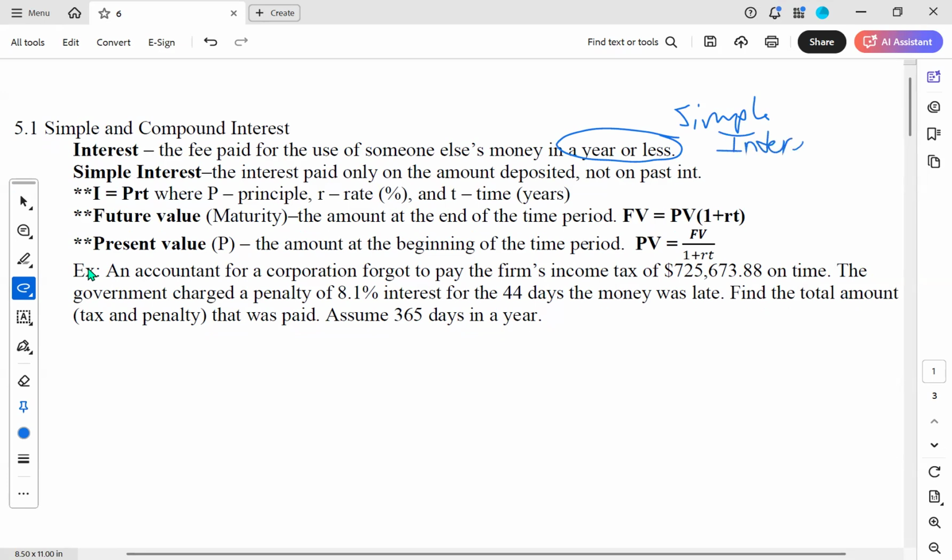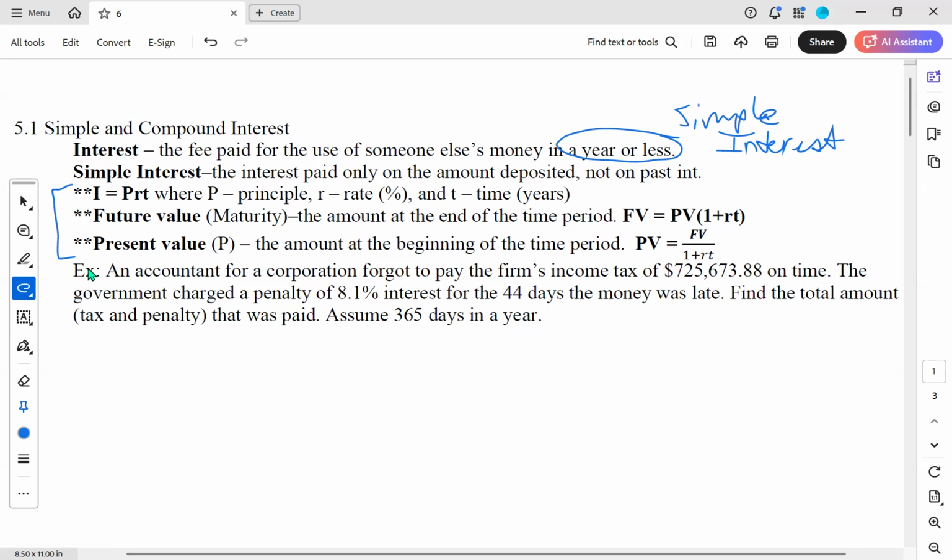There will be some problems on MyMathLab where they have it for more than a year, but they say the word simple interest. So use the simple interest formulas for those. On the test, if it's more than a year, you're going to use your compound interest formulas. If it's less than a year, you're going to use your simple interest formulas. So these are our formulas here.